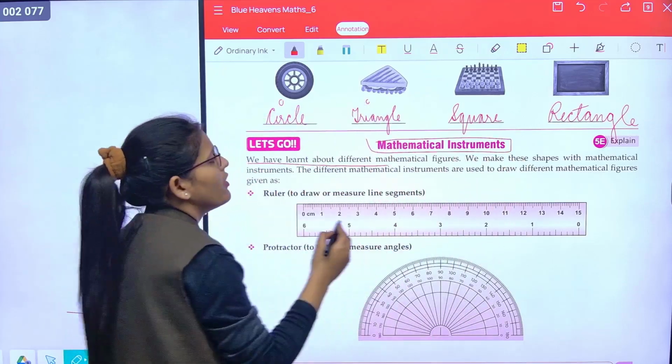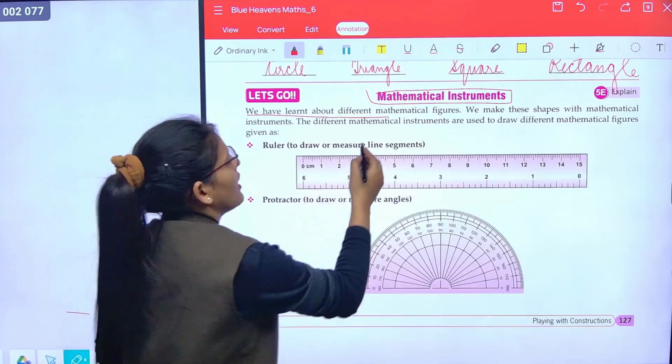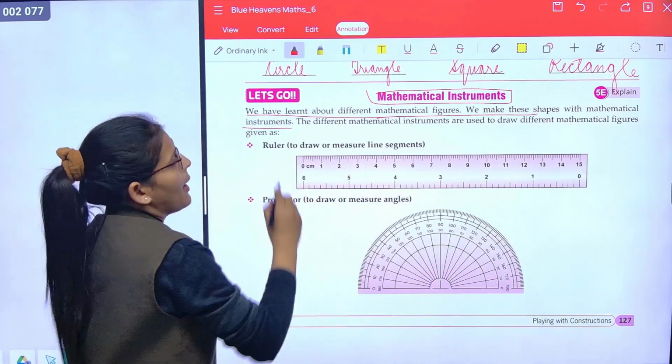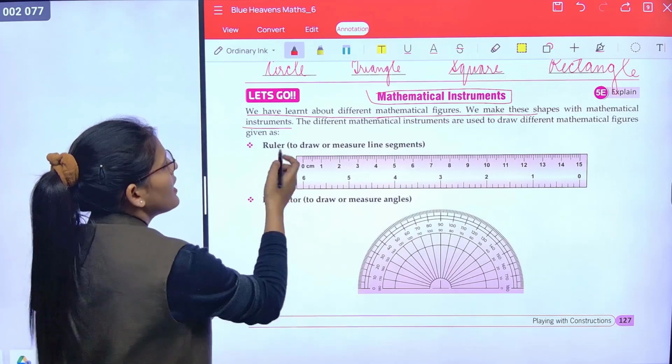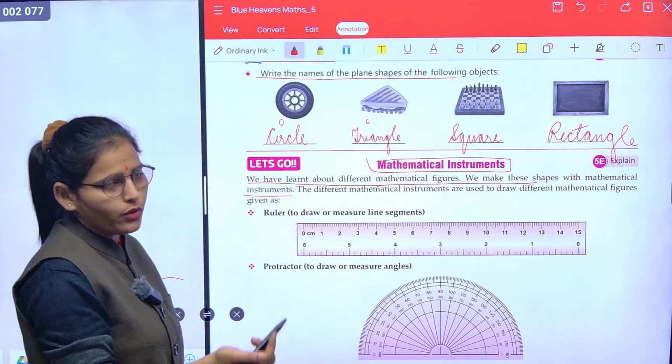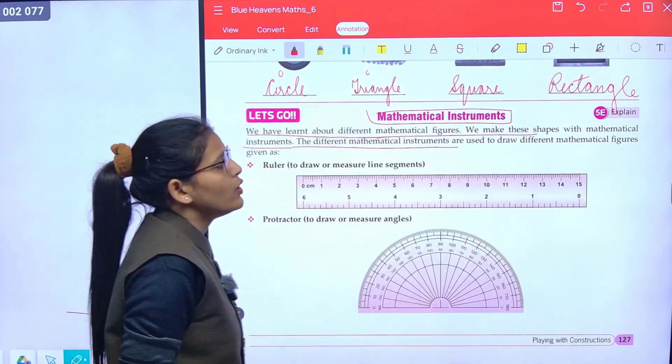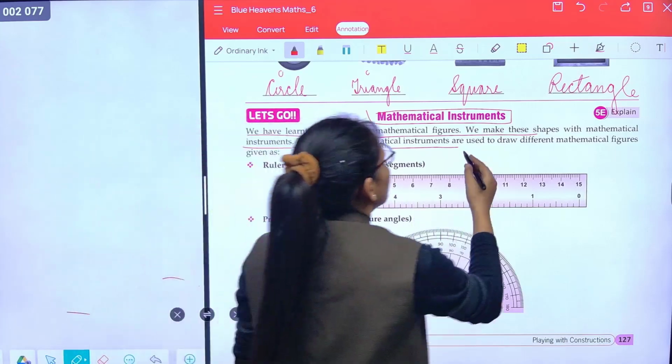Now come on, mathematical instruments. We have learned about different mathematical figures. We make these shapes with mathematical instruments. कैसे बनाते हैं हम उन shapes को class? उनके instrument होते हैं mathematical instruments. Now the different mathematical instruments are used to draw different mathematical figures.